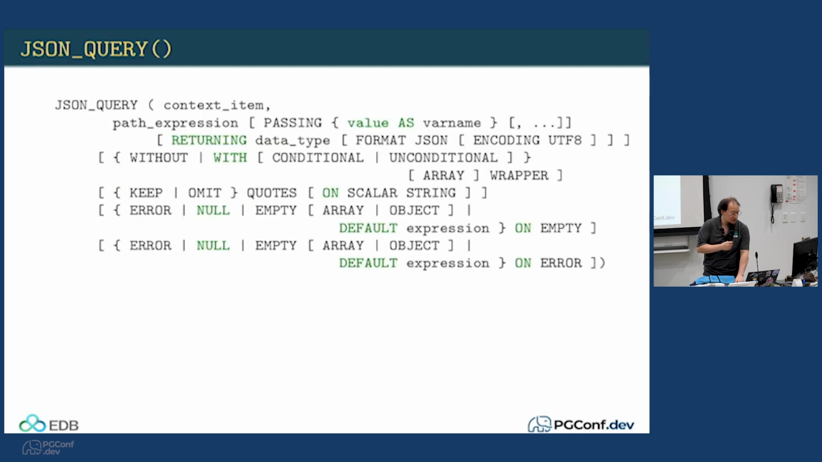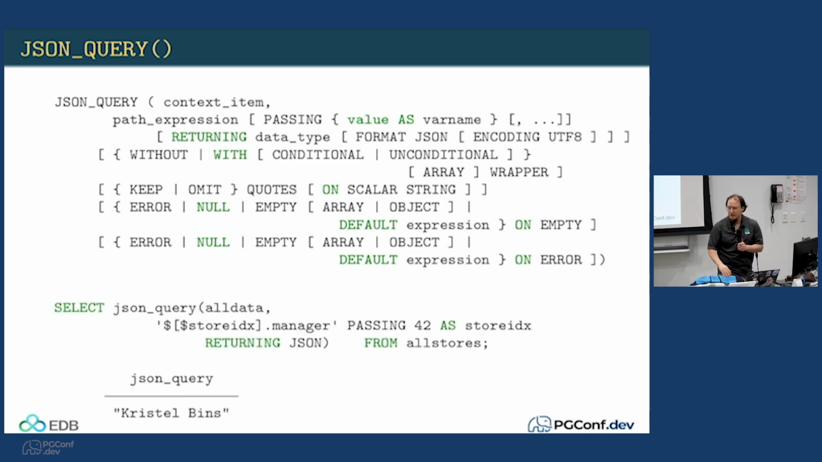so well, I'm going to talk very quickly about JSON_QUERY. JSON_QUERY is a function that takes a context item and a path expression and finds in the context item, which is just JSON data, some value that is resolved by the path expression. So the path expression is something like this.